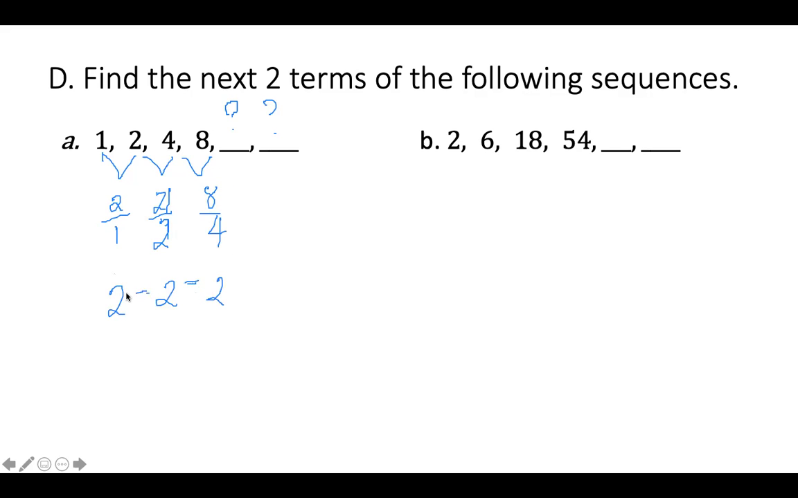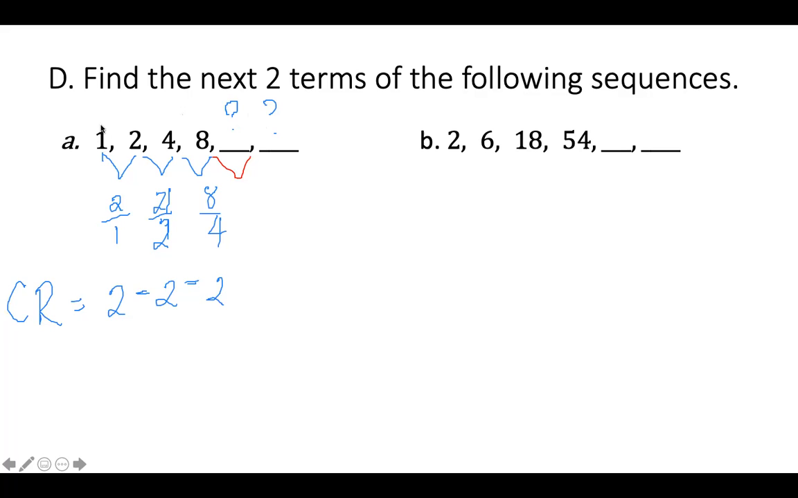the ratios are equal. So which means that the common ratio here is 2, which means that for us to get the next term, we need to multiply the previous term by 2. So the common ratio is the multiplier of the previous number or term to get the next term.